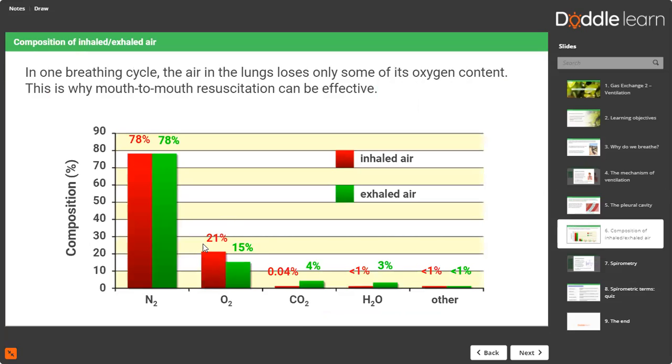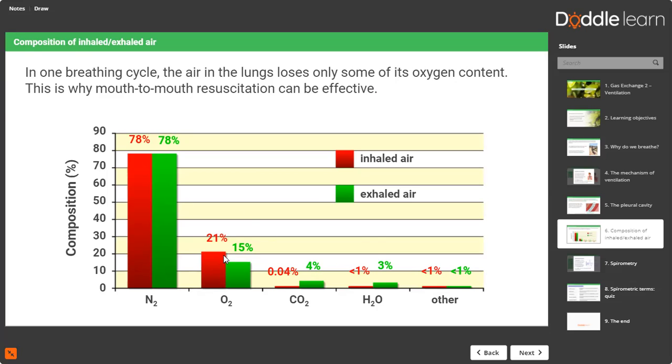So basically, we're going to look at the composition of inhaled and exhaled air. So this is nitrogen. Nitrogen makes up 78% of our inhaled and our exhaled air. Of our inhaled air, oxygen comprises 21%, and it comprises 15% of our exhaled air. We do actually breathe in a small amount of carbon dioxide, 0.04%. We exhale 4%. Water, we have less than 1% inhaled, but we'll exhale around 3%, and then we have other gases as well.